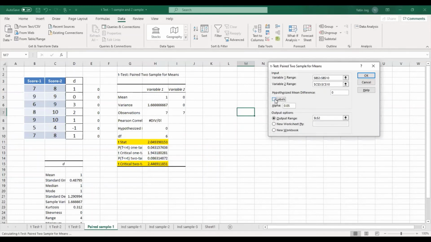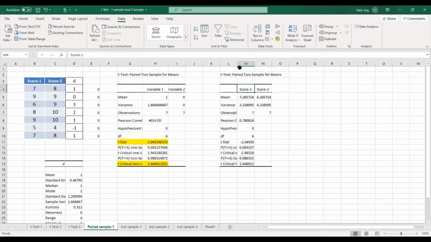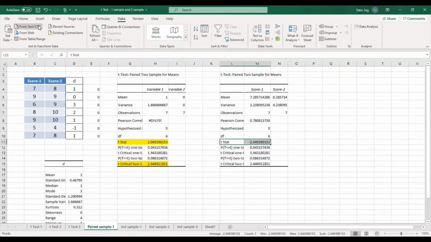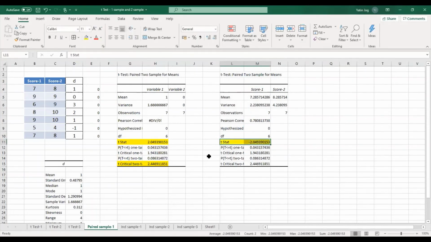I have not clicked the labels, so even this considers score 1 and score 2 as part of the values. Okay, fine. And then I'll click on OK now. Still, you get a second output. You can see you will get the same t statistics because you are trying to solve one problem from different methods. Same t statistics 2.04, same critical value 2.44.